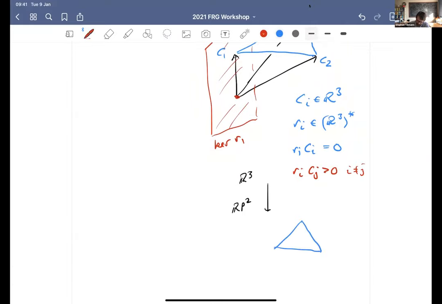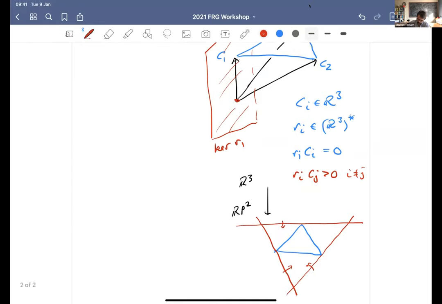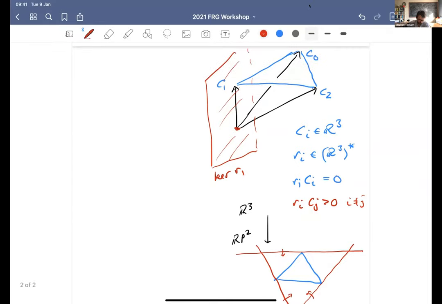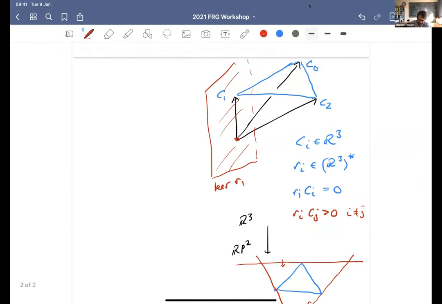And then these lines, these planes, they give me lines, and I see sort of an inscribed triangle and a circumscribed triangle, where basically the triangle is on the positive side of each of these hyperplanes. Okay, but how do I get my numbers?